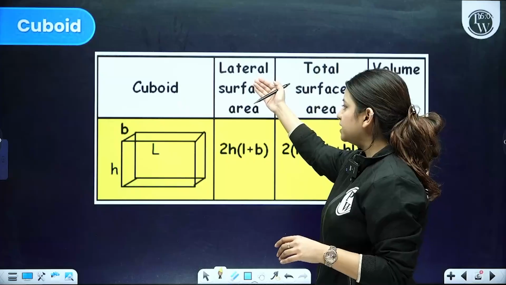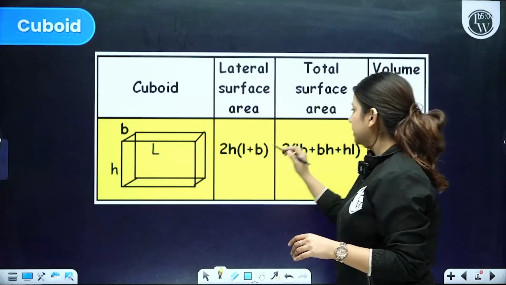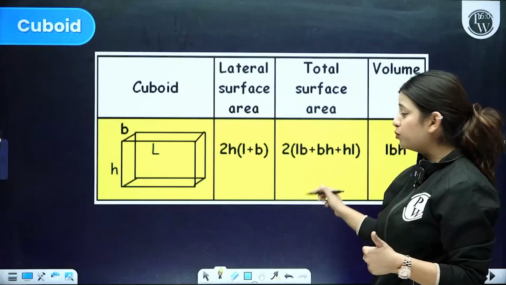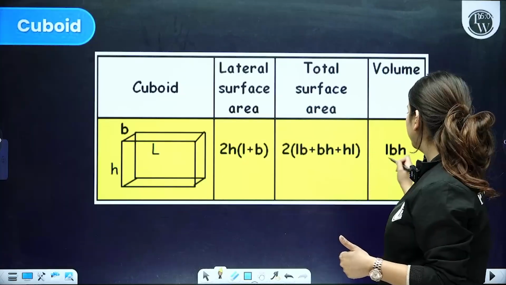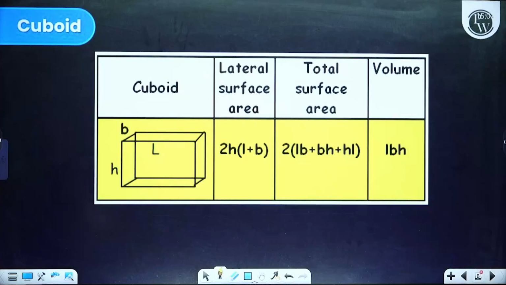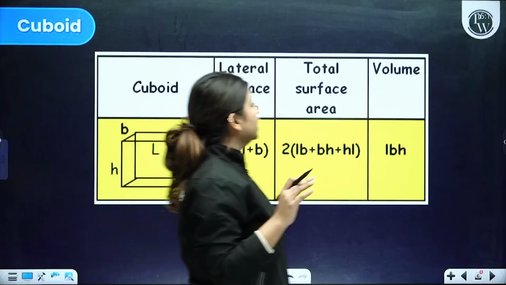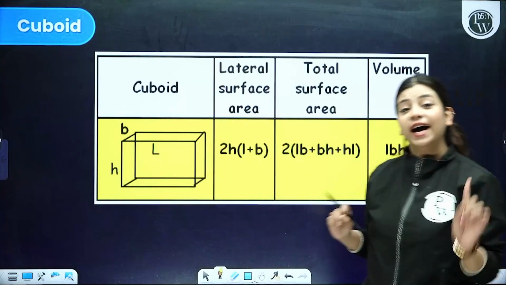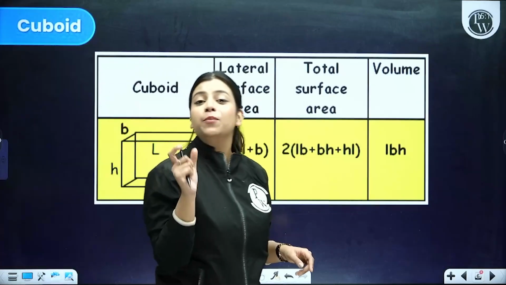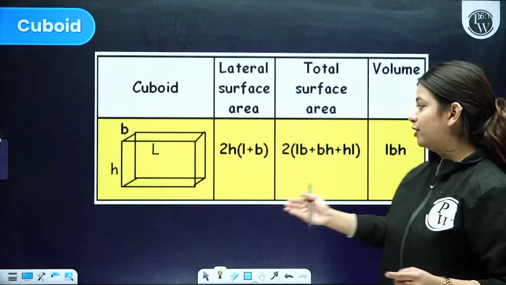So lateral surface area is given by 2h(l + b). Total surface area is given by 2(lb + bh + hl), that is length into breadth, breadth into height, height into length, and the volume is given by LBH, right? So when we talk about these formulas, basically over here, h means the height of the cuboid, L means the length of the cuboid, and B means the breadth of the cuboid.